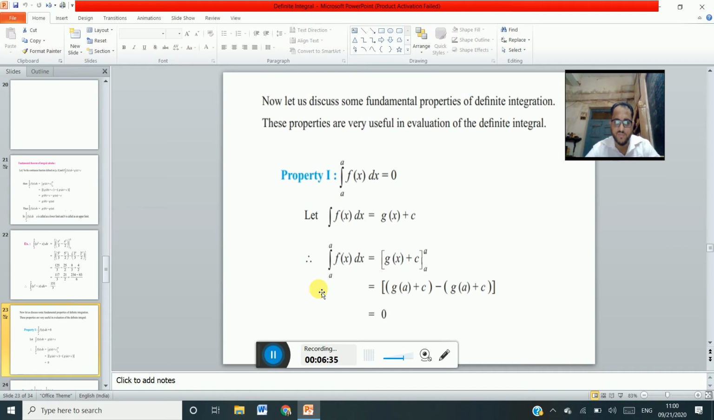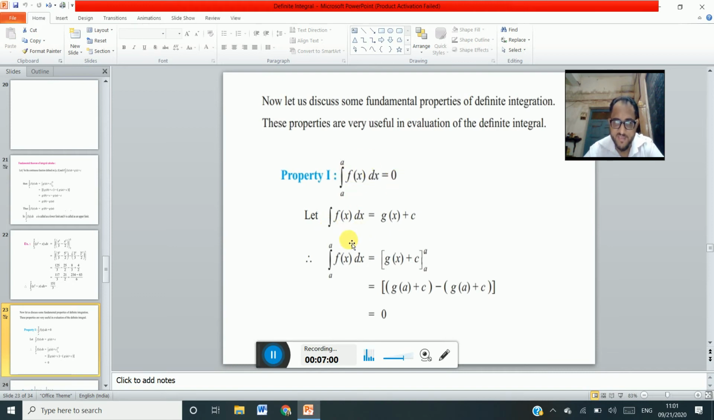So they are important, the properties, because they are asked in the examination, right? So see the first property, that integration from a to a f of x dx equals to 0. What is meaning of this and how we remember this one? That if the lower limit and upper limit is same, then the result of the integration is 0, and this is proved like this.